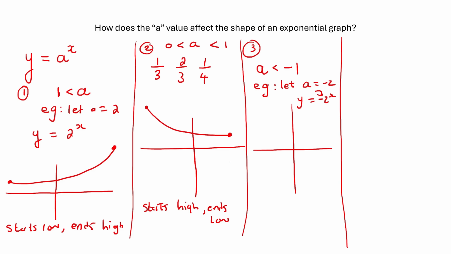So where the original one went like this, as I see over here, now it's just going to be the flipped over version. So it's just going to do that. It's going to go downwards like that. Now I'm not going to say starts high, ends low, because then you might think it's this one. It's the flipped over version of this one. And then the final scenario is going to be the opposite of this one.